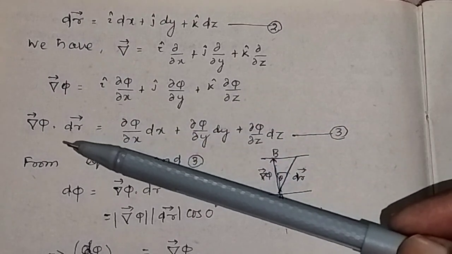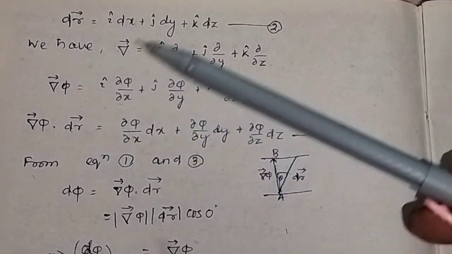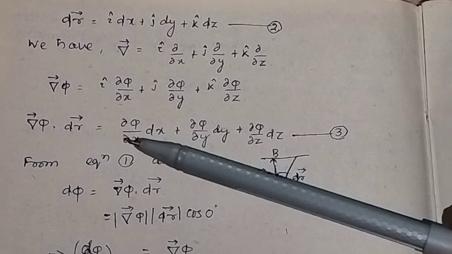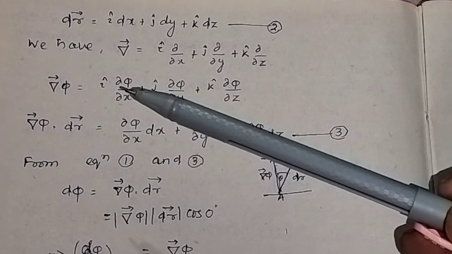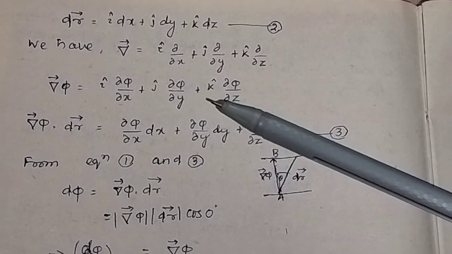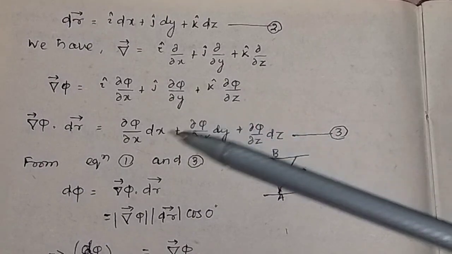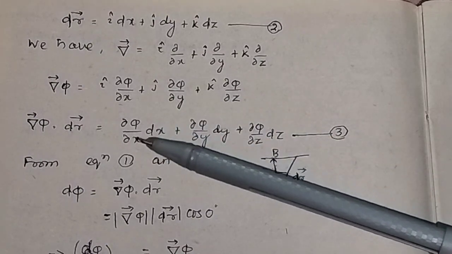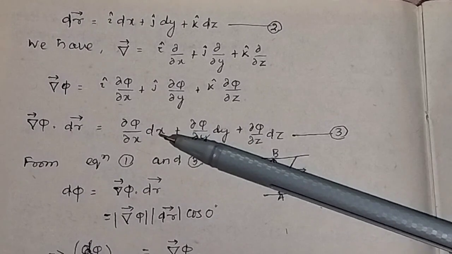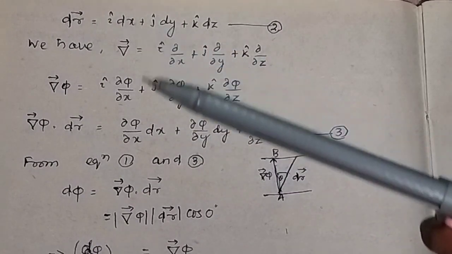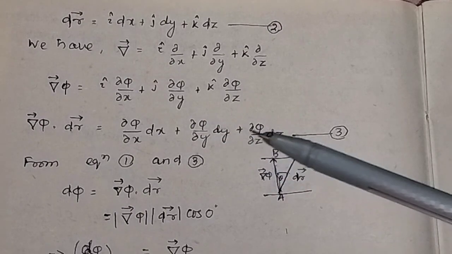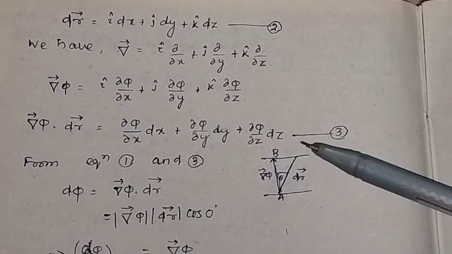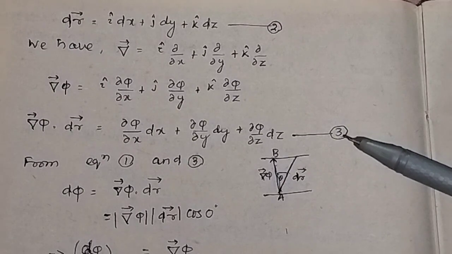Now take the dot product of del phi with dr. What will be the dot product? If you take i cap dot i cap as 1, j cap dot j cap as 1, and k cap dot k cap as 1, this will be equal to del phi by del x into dx, similarly del phi by del y into dy plus del phi by del z into dz. Suppose this is equation number 3.